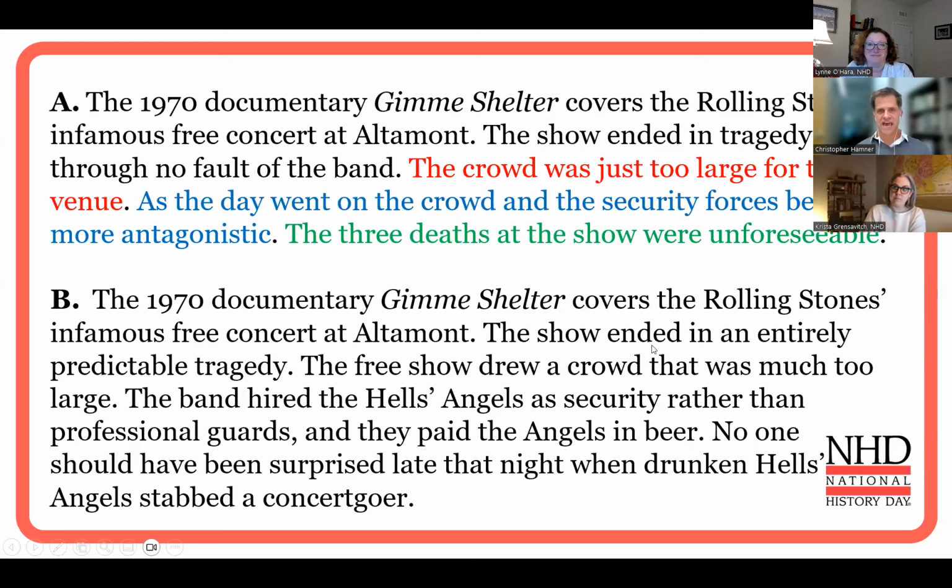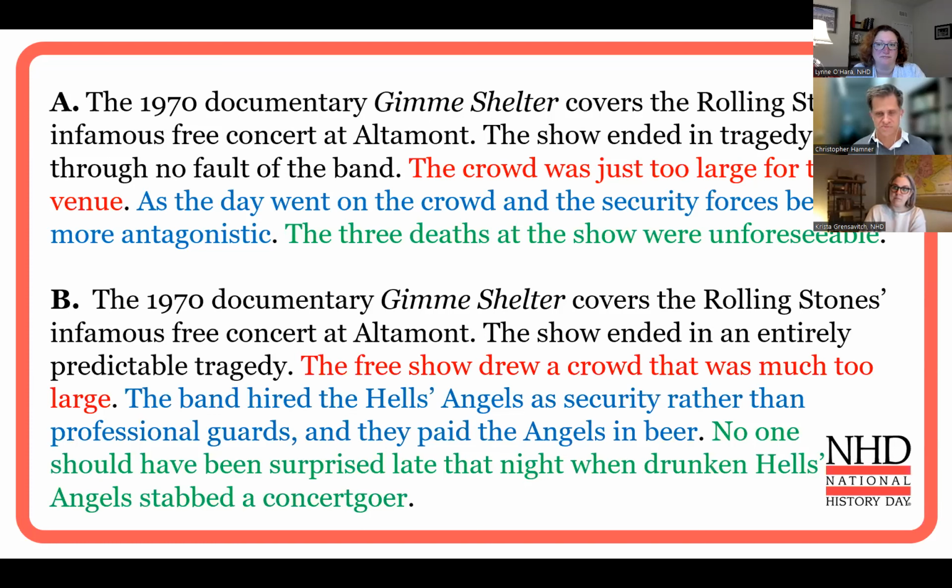I think option A works pretty well. It's giving us 3 claims that the body of the essay can back up with evidence. The crowd was too large for the venue, the security forces and the crowd became antagonistic, and you couldn't really foresee this outcome. That's a pretty good introduction. As a reader, I have a pretty good idea where things are going. If you picked A, way to go. That's a correct answer. What about B?